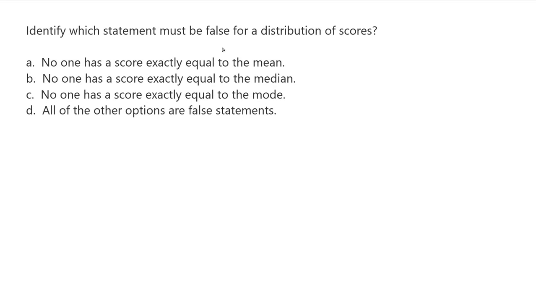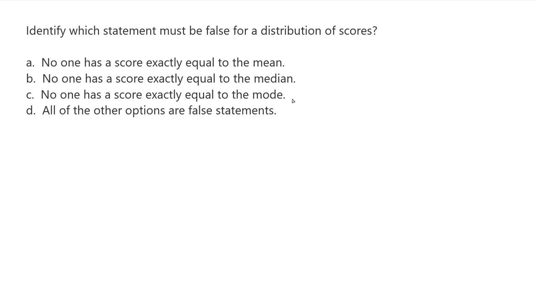Identify which statement must be false for a distribution of scores. Either A, no one has a score exactly equal to the mean. B, no one has a score exactly equal to the median. C, no one has a score exactly equal to the mode. Or D, all of the other options are false statements.